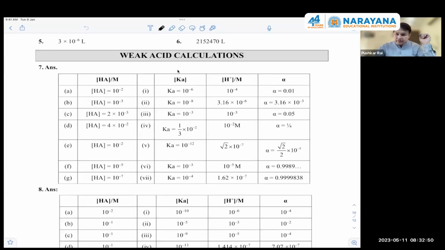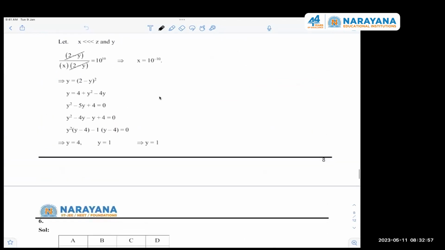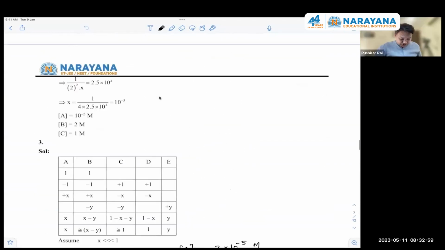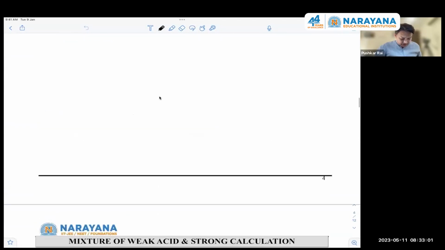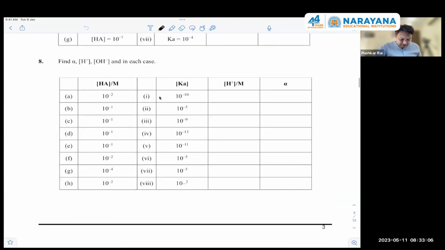So I would like students to ask questions as soon as possible. Otherwise, if you're not responding, then I'll pick up a few questions and I'll discuss. Okay. So there are plenty of sheets I have given. One of them is the ionic equilibrium sheet.